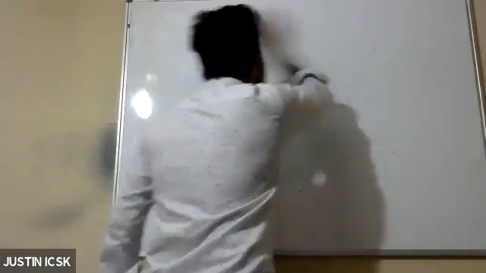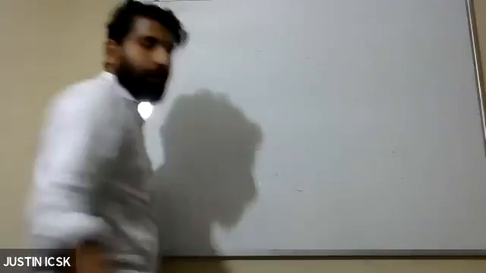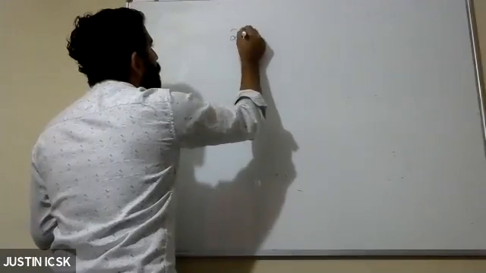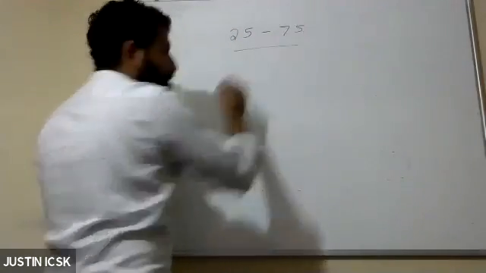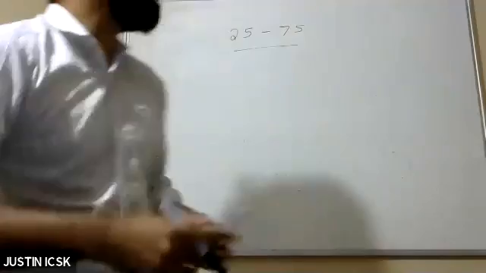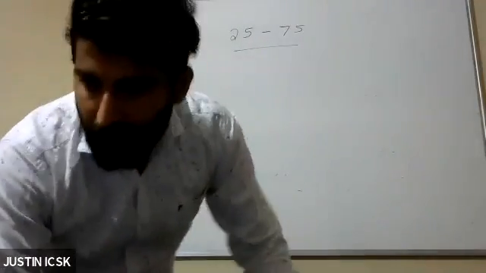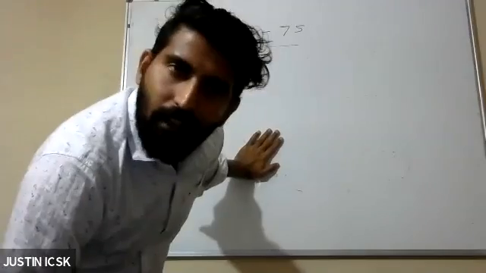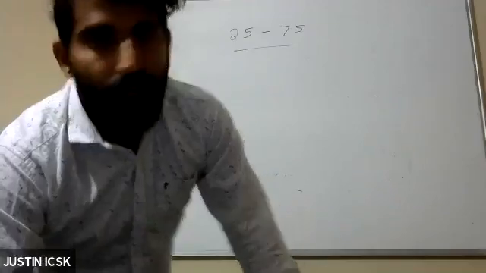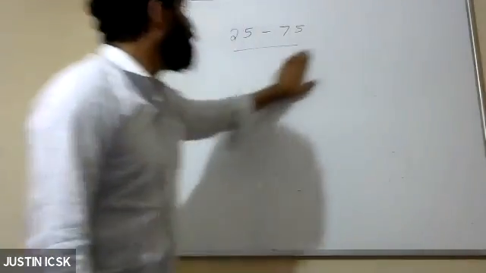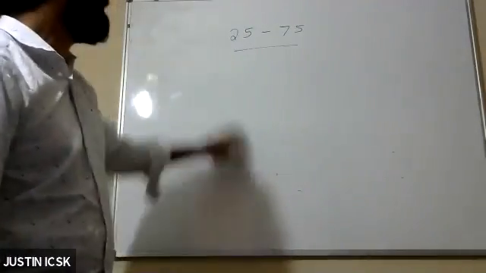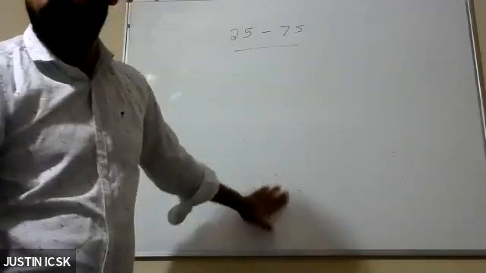Now I'm going to explain how to find squares of a number between 25 and 75. In case you feel this method is tough, no problem. We will do another method also. So this is for numbers between 25 and 75, one of the methods.